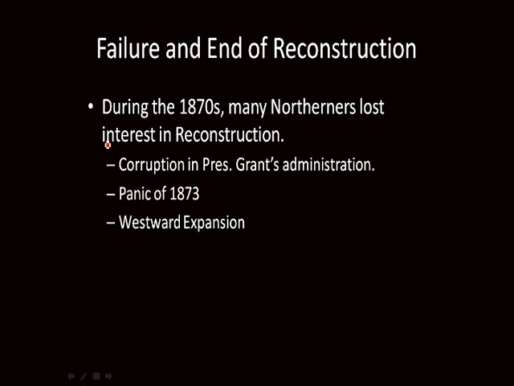And the last stage, okay, what were the good things? What were the bad things? We looked at the good things, which are really going to be the Reconstruction Amendments. So we're going to focus a little bit on the failures, right? But towards the end, a lot of Northerners lost interest, all right? And that's kind of where the push was, because we know that Southerners weren't really interested in Reconstruction. It was the Northerners. So a lot of things are going on that start to distract people.